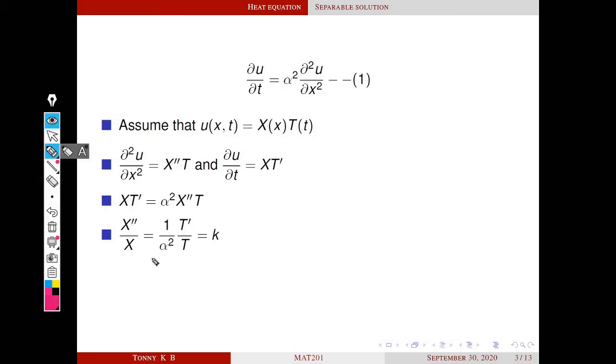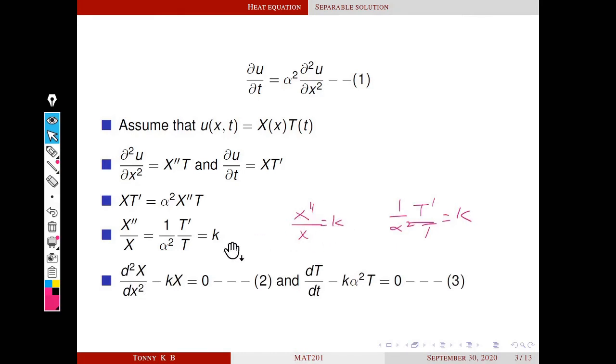Now we have two ordinary differential equations. One corresponds to the first ratio, X double dash by X equal to k. The other corresponds to 1 by alpha square T dash by T equal to k. By simplifying the first ratio, we get d square X by dx square minus kX equal to 0. And by simplifying the second, we get dT by dt minus k alpha square T equal to 0. We denote these equations by 2 and 3.